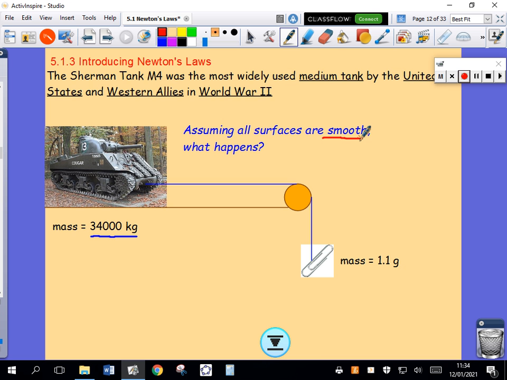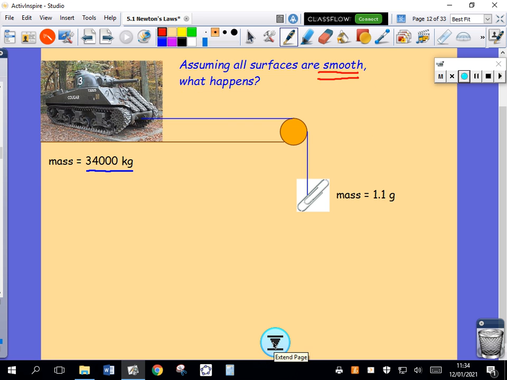So what happens? What's going to happen? Well, we can investigate this using force diagrams and see if this paper clip can make this Sherman tank move. Okay, this tiny mass, can it move this huge mass? Of course, we're talking about smooth surfaces, so we're removing friction from the problem. Okay, so what I'm going to do to examine this is I'm going to draw a couple of force diagrams.